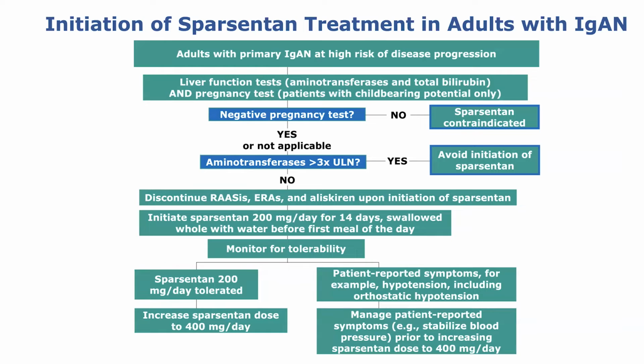This article gives practical advice on how to use sparsentan in clinical practice in adults with IgA nephropathy. We provide guidance on who should get sparsentan, how to start treatment, and how to check if treatment is working for the patient. As shown in our flowchart, we discuss important considerations for who to treat with sparsentan and how to start treatment. Sparsentan must not be started if pregnancy is present or if aminotransferases are 3 times the upper limit of normal. We discuss management of any patient-reported tolerability symptoms, for example, hypotension, to allow continued treatment.